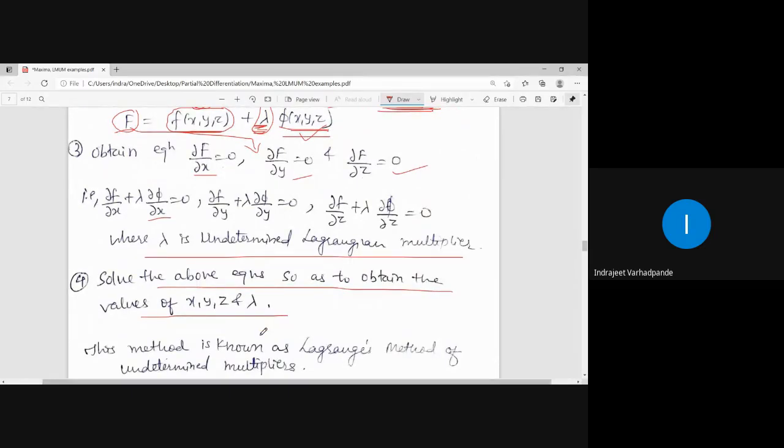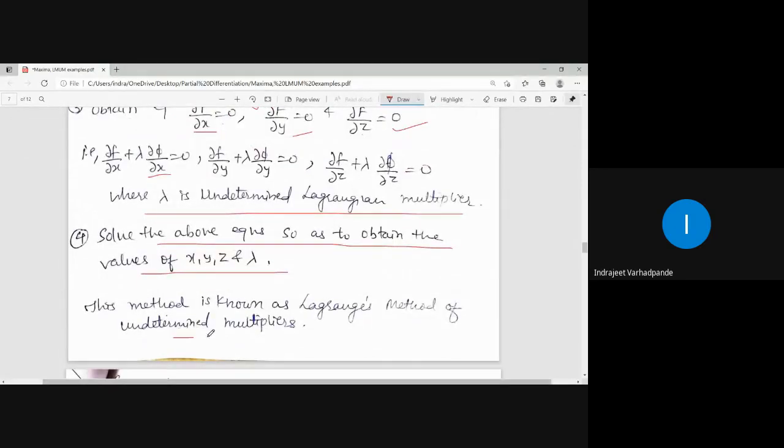So this method is known as Lagrange's method of undetermined multipliers. Completed. Yes, sir.